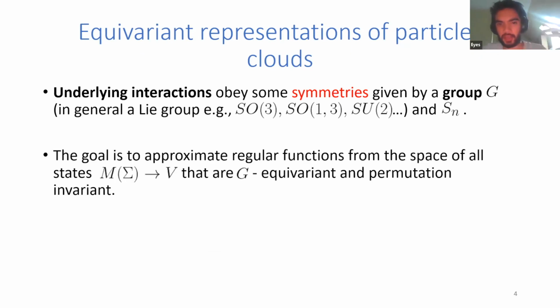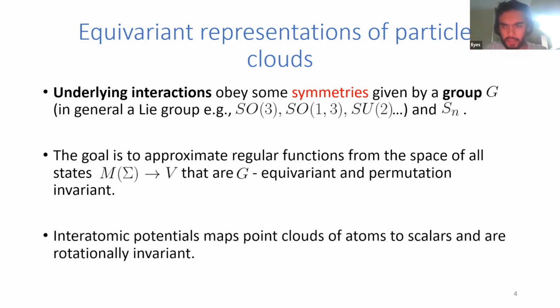The goal is really to approximate a regular function from the space of all states in your point cloud to a certain target vector space that is both G-equivariant, for your group, and also permutation invariant. By representing your point cloud on a computer, you actually create an additional breaking of symmetry that is not really in the physics, which consists of the labeling of the particles. You want this symmetry to not interact with your representation, so you want to be permutation invariant in the end.